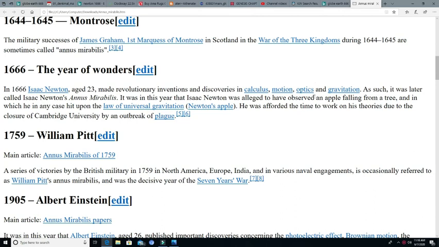We're going to skip this part. Oh, gravitation. Okay, so let's read how he did that, supposedly. It was in this year that Isaac Newton was alleged to have observed an apple falling from a tree, which, in any case, hit upon the law of universal gravitation, Newton's apple. So listen, first of all, there's no such thing as the law of gravitation. Gravity is a theory, it's not a law. And what's the deal with this apple in 1666? This seems like some little satanic stuff going on here.